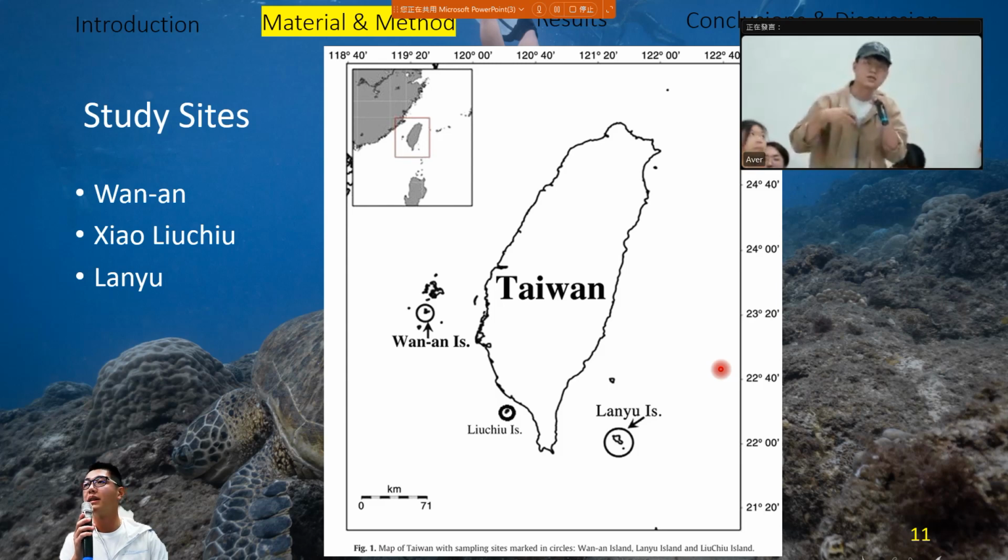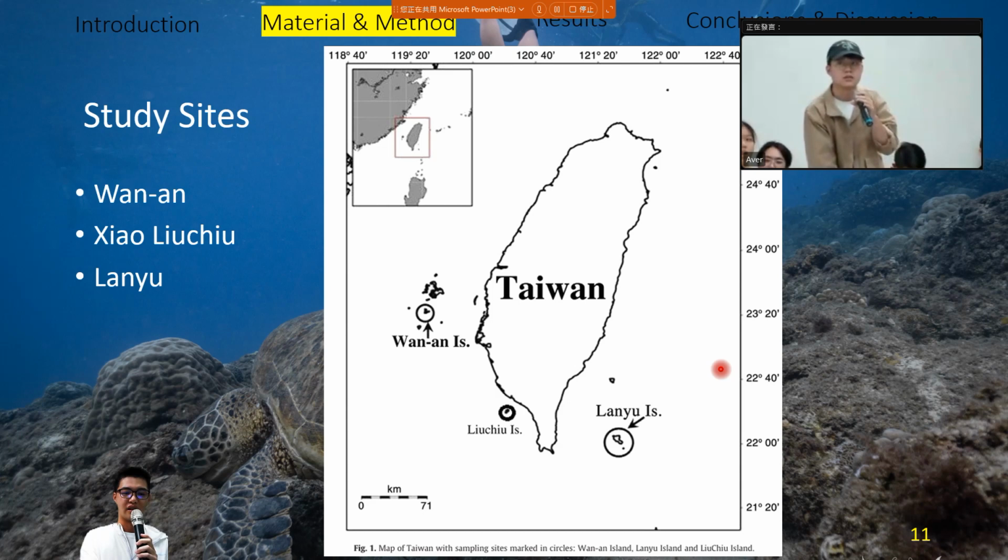I want to ask, do you mention the sand type of Lanyu and the Xiaoliuqiu? Will it make the eggs more hot or less hot? So whether you are talking about the Xiaoliuqiu and Lanyu's sand type. The sand type. Okay. Yes. The sand type are the result, not the study, not the research one.